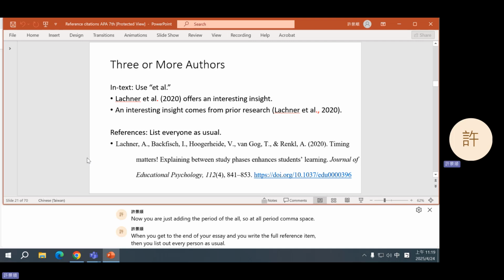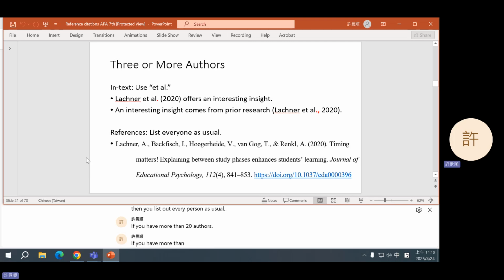If you have more than 20 authors, then first of all, why do you have more than 20 authors? Are you writing about physics? Are you writing about science? Okay, but if you do have more than 20 authors, list the first 19 authors, add an ellipsis, space, period, space, period, space, period, space, and then list the last author.